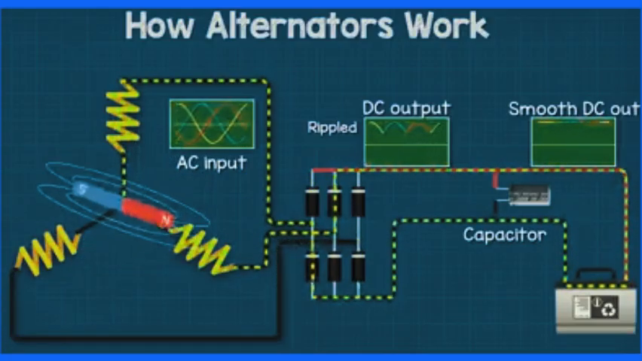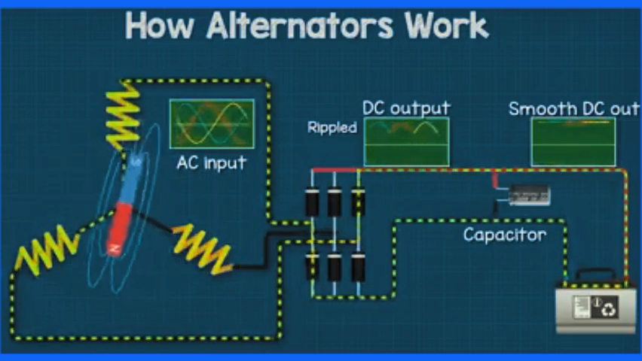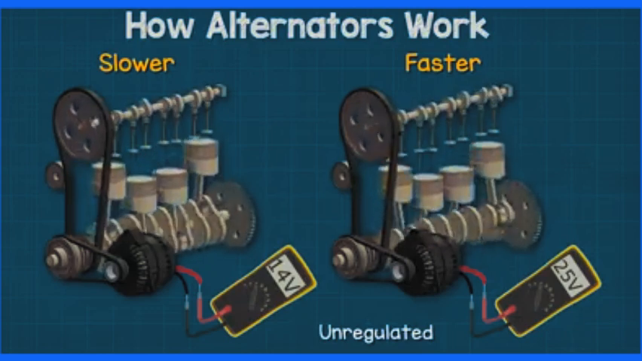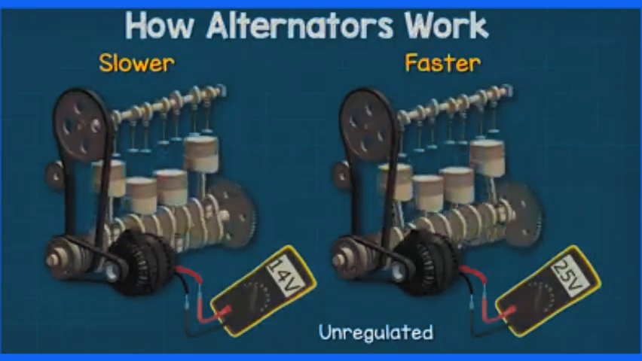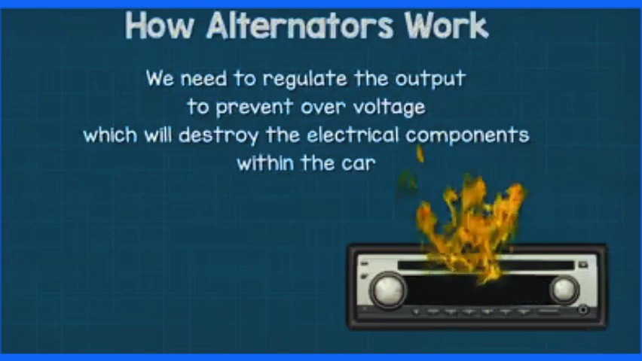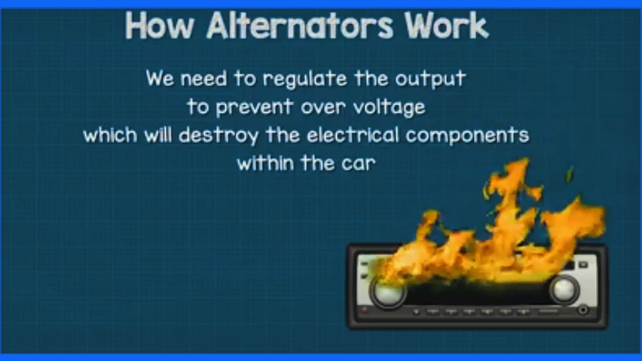Okay, so now we have a DC output. But if the magnet is connected to the engine and the car speeds up, then the magnet will spin faster and that will increase the output voltage and current. We don't want that because it will kill all of our electronic components within the car. So we need a way of regulating the voltage.